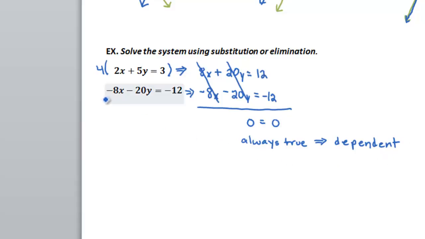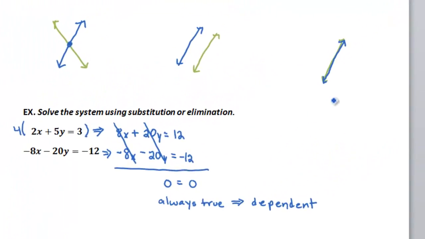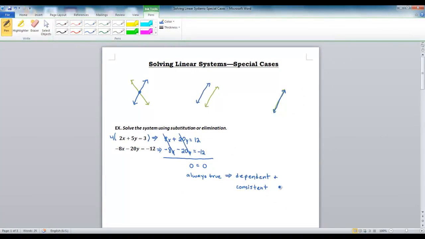This means that these two equations were actually the same equation, just written in a different form. If we were to graph this line and then graph this line, they would lie on top of each other, just like in this case here. So we have a system whose equations are dependent and the system itself is consistent. All of the points on one line also lie on the other line. That means we actually have an infinite number of solutions. Let's look at the next case.